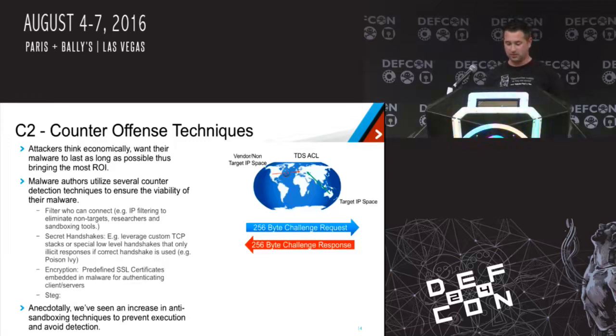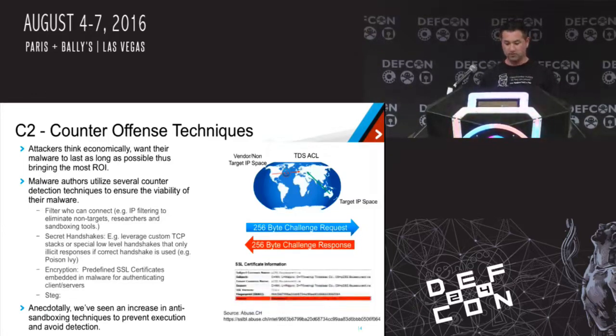Poison Ivy is a really interesting long-standing piece of malware that does that. It encodes a handshake in the initial connection, so even on that first data packet, it'll know, hey, this is a legit system or not. So we can filter that out if some other type of asset is trying to reach out. And of course, encryption.